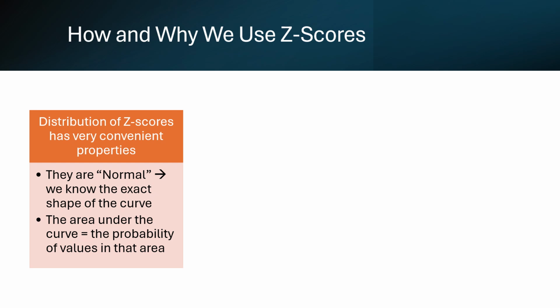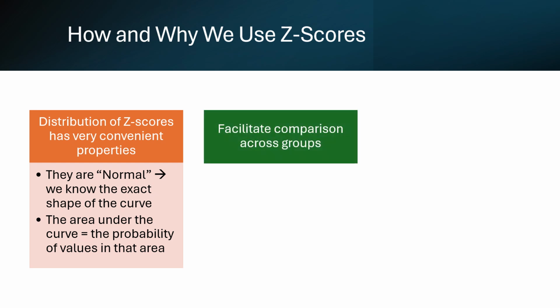Another thing that's really useful is that the area under the curve equals the probability of the values that are in that area. Now that may not mean a ton just yet, but wait for the next slide. I promise you, I'll try to make that a little more clear.